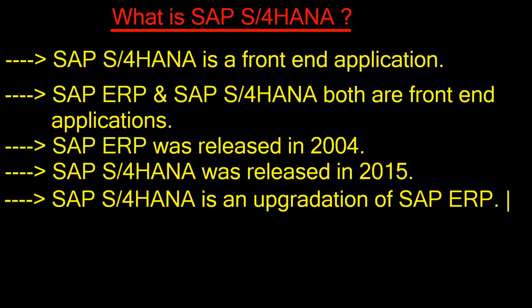In 2004, as per that time, it was sufficient. But nowadays the technology has improved. That is the reason SAP released S4 HANA. ECC or ERP, both are the same. The upgradation, the next version of ERP, is S4 HANA. SAP ECC and SAP ERP, both are the same.